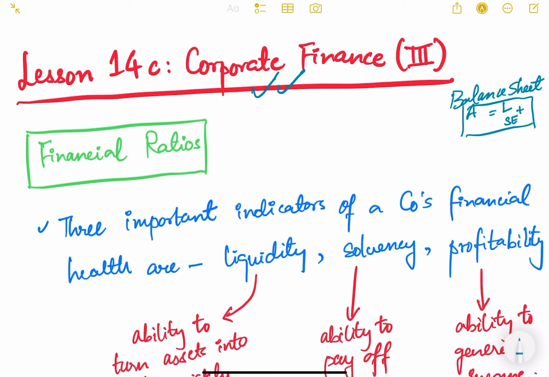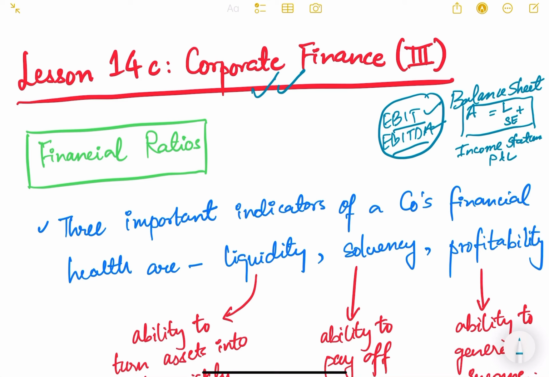Then after this, we also saw the income statement of a company. It is also known as the profit and loss statement, or the company's earnings statement. So basically it shows the total revenue of the company, the gross profit of the company, and the net income of the company. Then we have also seen some terminologies like EBIT and EBITDA. So all these things we have seen. If you want to revise it, you can go back to the previous videos and see them.